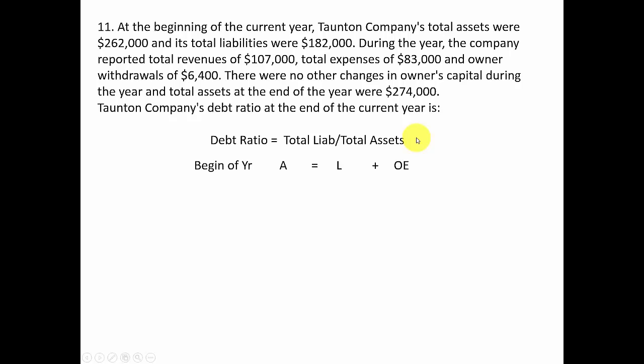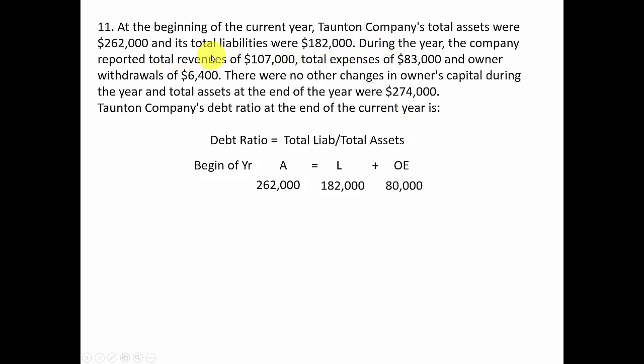At the beginning of the year, they told us that assets are 262 and liabilities are 182, and we could compute owner's equity of $80,000 by taking the difference between assets and liabilities. So we have beginning owner's equity, but that doesn't help us with what we're looking for, which is the debt ratio at the end of the current year. So what else do we have?